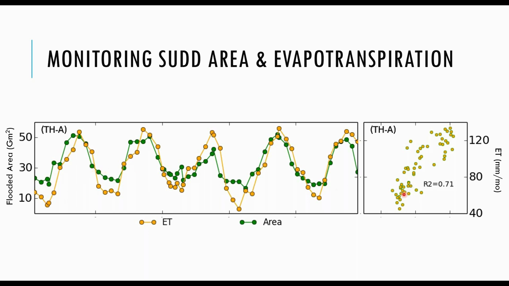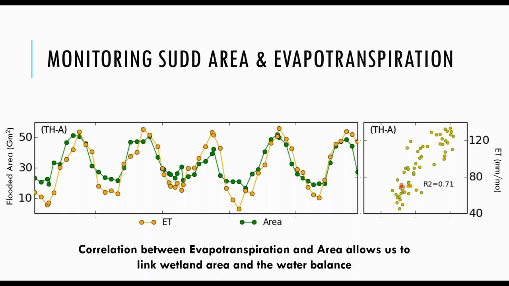We can then scatter these two against each other. Here I'm showing a scatter of evapotranspiration against flooded area, and we end up with an R squared of 0.71. It's pretty good. There's some scatter there, but that's quite a high correlation over this time and area, given the uncertainty of the products. Once we identify this correlation between evapotranspiration and area, it means that we have linked the wetland area to the water balance. Once we have that link, that allows us to solve for other terms. And when we solve for other terms, then we can perhaps look at how something like the Jonglei Canal might affect it.